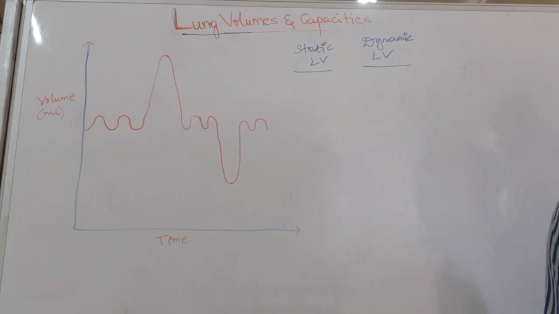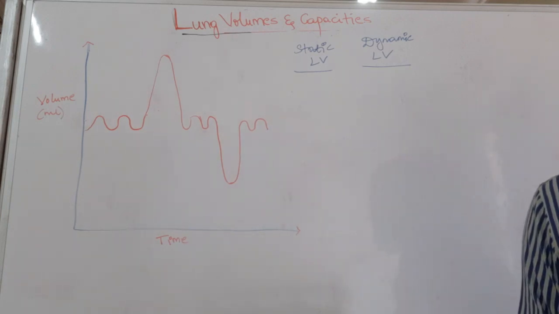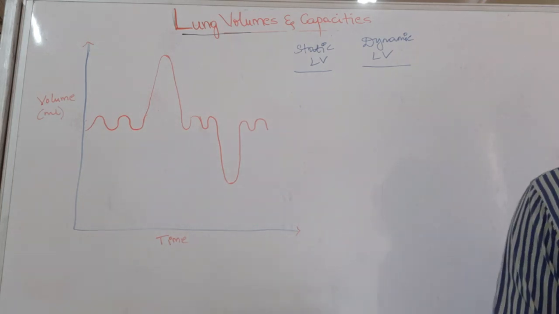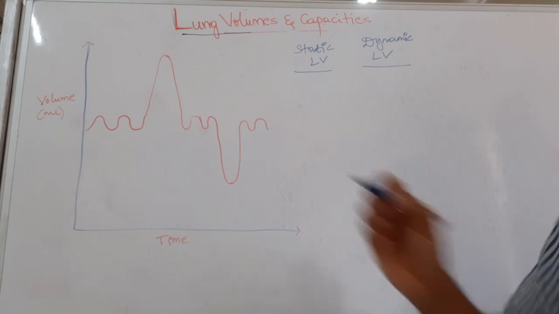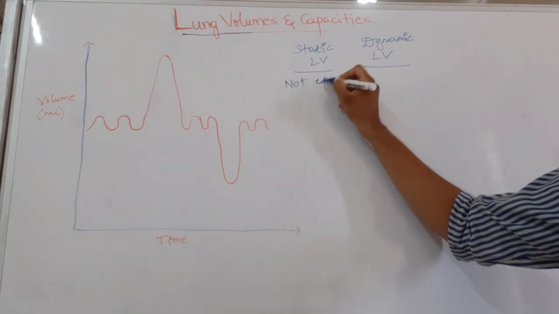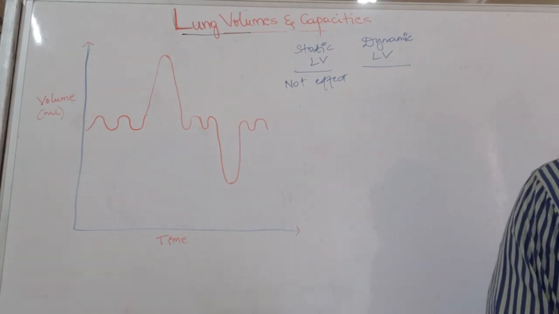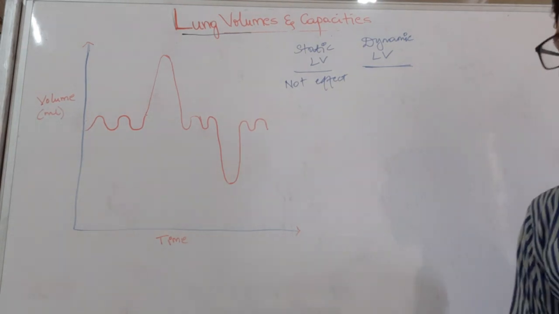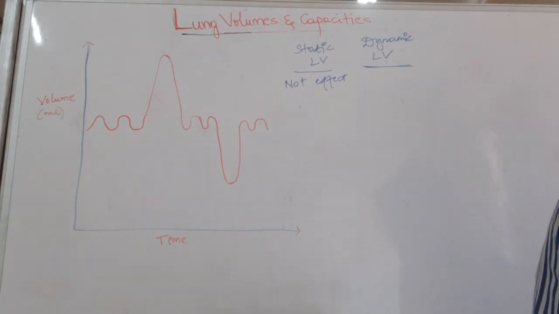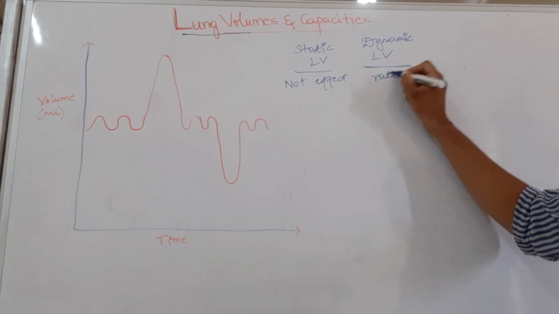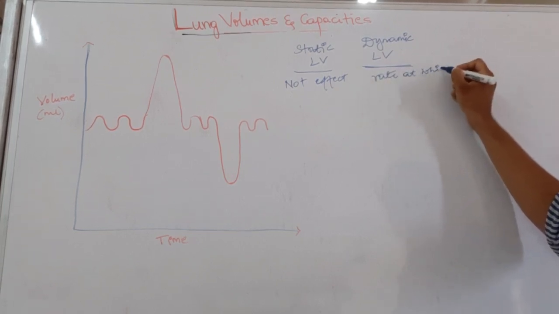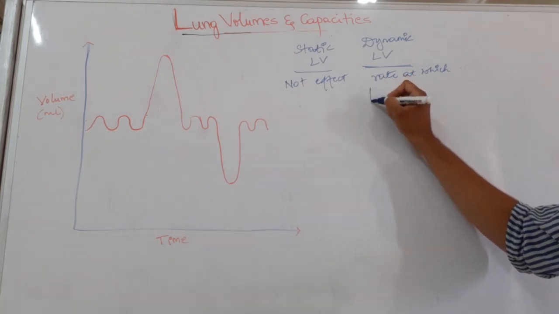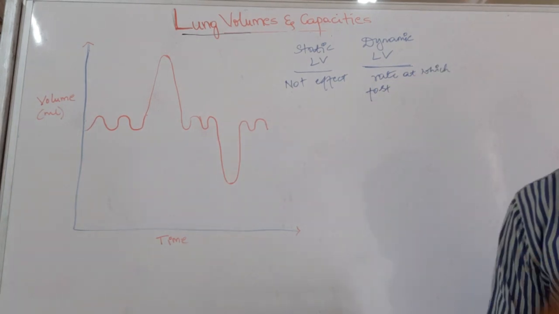The static lung volumes are those which are measured after the completeness of the respiratory process. So here the lung volumes are not affected by the rate of air movement in and out of the lungs, whereas the dynamic lung volumes depend upon the rate at which the air flows out of the lungs. So it is always measured during fast breathing situations.